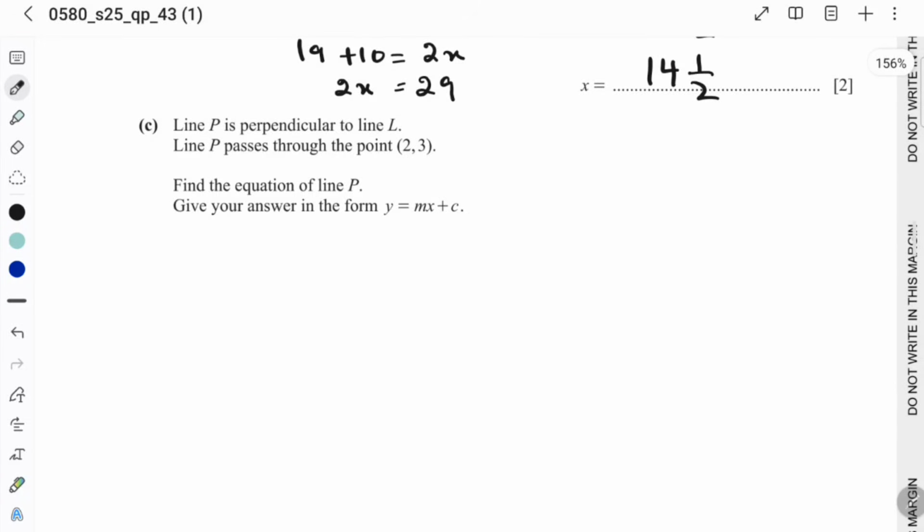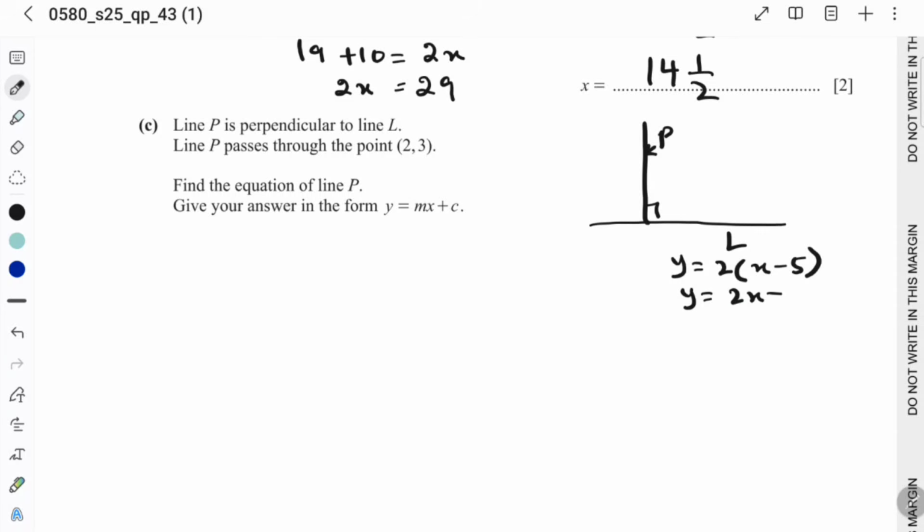Part C. The line P is perpendicular to the line L, and line L is y is equal to 2 times x minus 5, y is equal to 2x minus 10. They are telling us that line P passes through the coordinate 2 comma 3. Find the equation of the line P, and give the answer in y is equal to mx plus c.